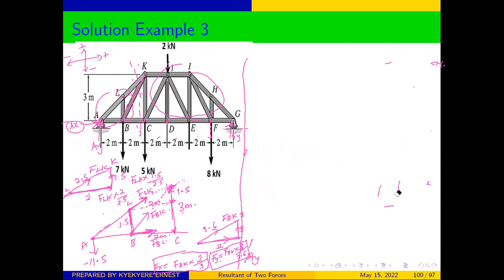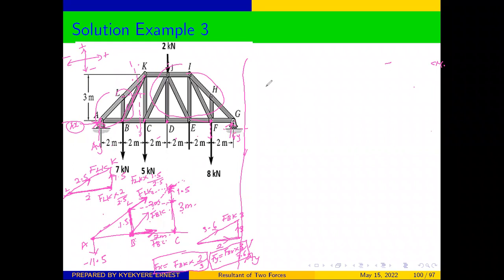Good. So now let's use our equilibrium equations. Looking at the free body diagram, you always take moments at the point which has many of the unknown forces. Here you can see that at B, we have two unknown forces. We have FBK and FBC at B. Therefore, we can take our moment at B.